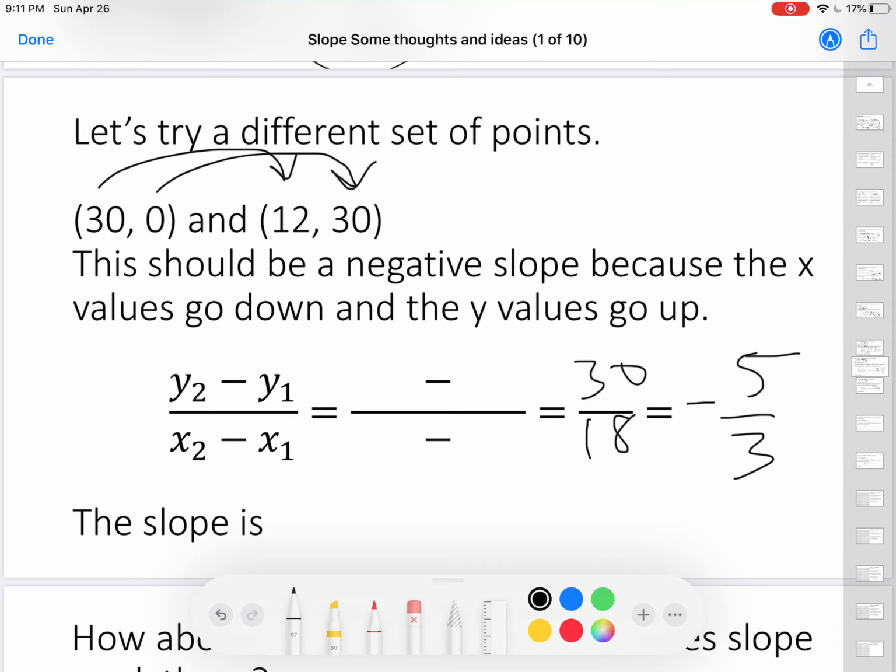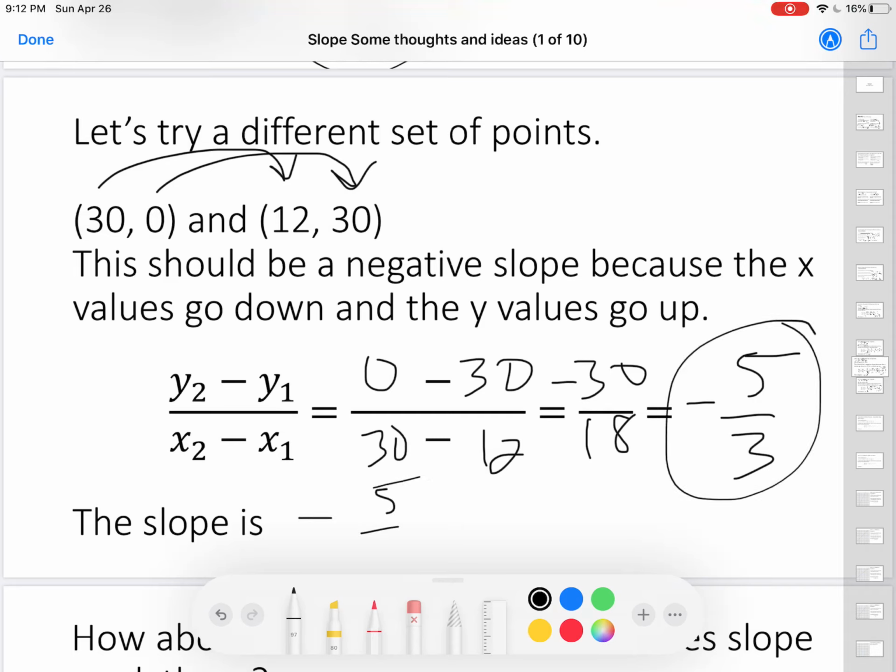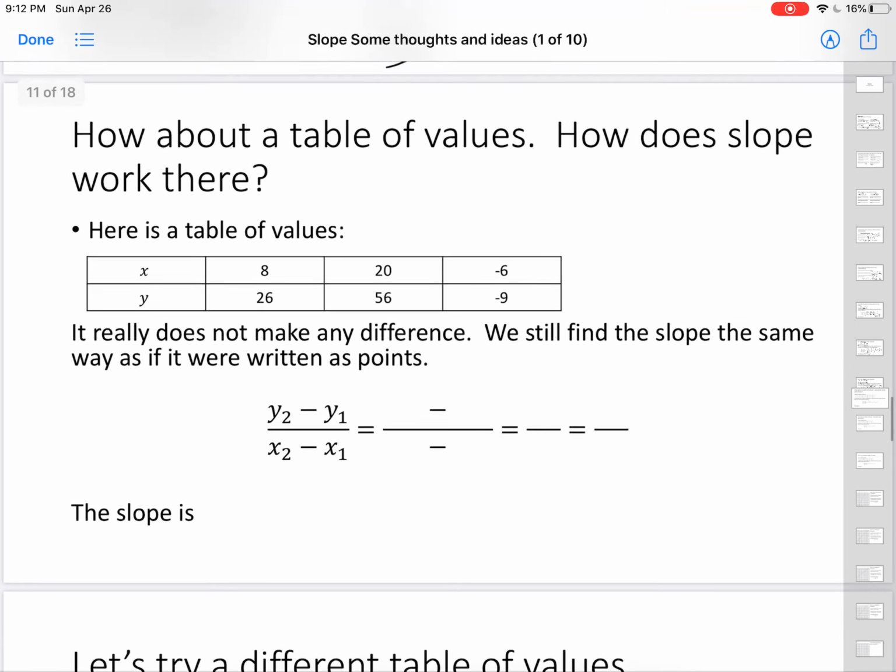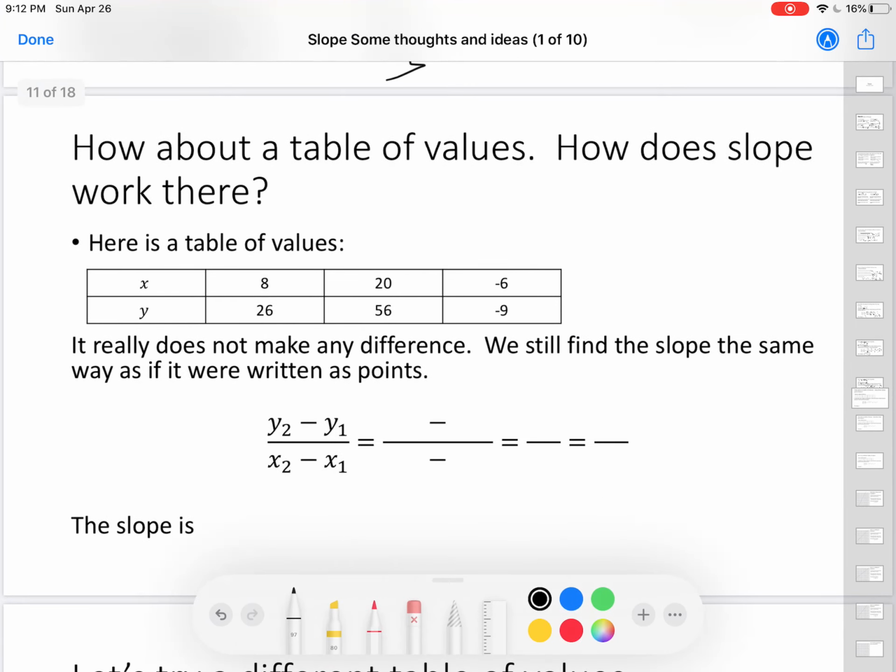I could switch it. Instead of 30 first, I'll put 0 minus 30 over 30 minus 12. That's negative 30, positive 18, still negative 5/3. Doesn't make any difference as long as these are in the same point and these are in the same point. Okay, let's move on. How about a set of tables that has values in it?